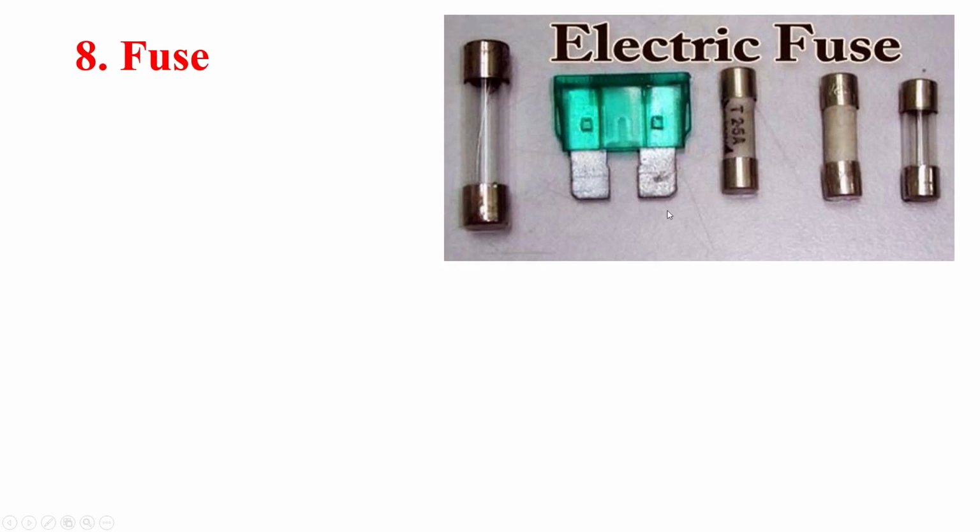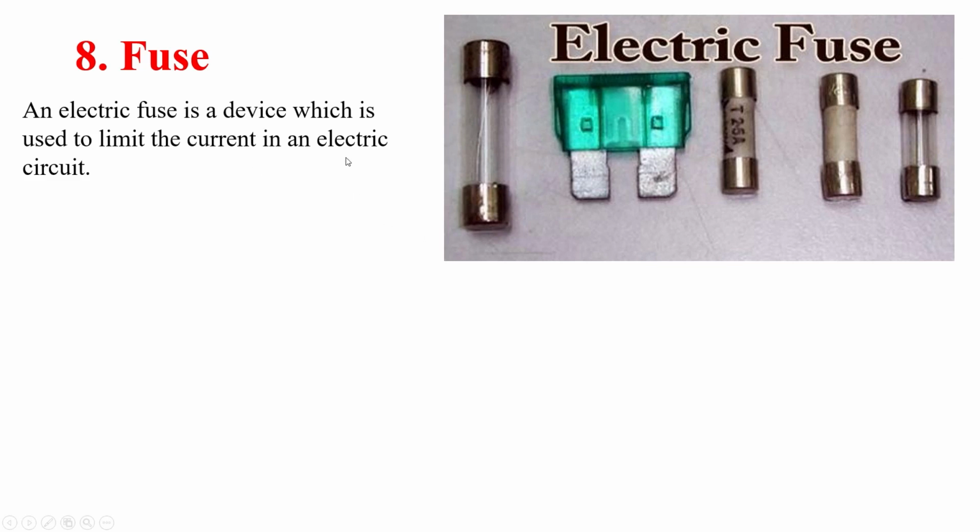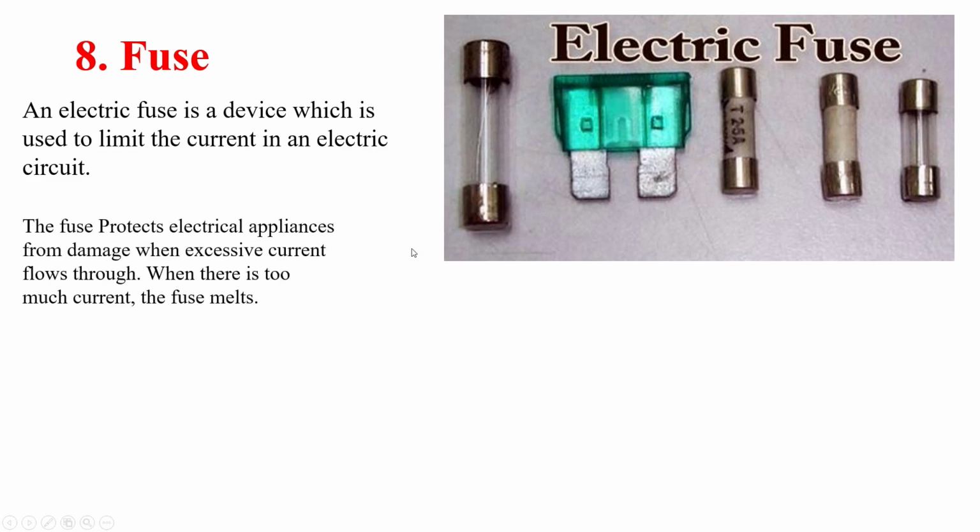Fuse. This is an electric fuse, and an electric fuse is also used to control the flow of current, or it is used to tolerate the overburden of electric current. A fuse is usually used inside the switches, inside the plugs, and it is used to limit the current in an electric circuit. And it prevents the electrical devices from damage when excessive current flows through it.